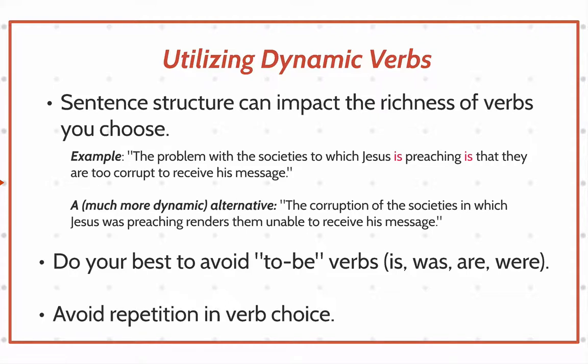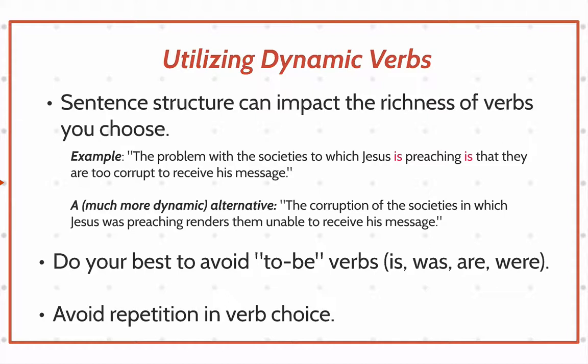And you can use dynamic, engaging verbs that just make your writing a lot more interesting to your reader. So this is an alternative way of expressing the exact same thing. The corruption of the societies in which Jesus was preaching renders them unable to receive his message. You notice that is doesn't appear anywhere there. And you have an interesting verb like renders, right? That in general is just what I encourage you to do. Even if you initially get a sentence down and you're using a to-be verb, go back. And sometimes you're stuck, and the to-be verb is the only one that will work. But I would say 9 times out of 10, there's a more interesting, engaging verb that you can use there.